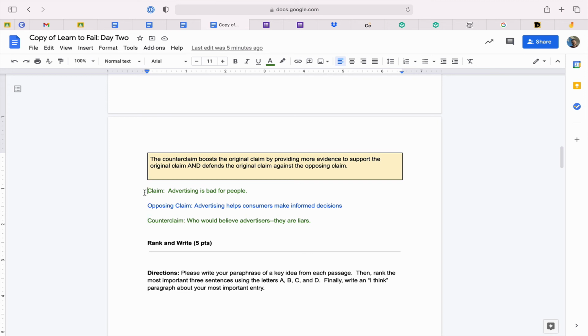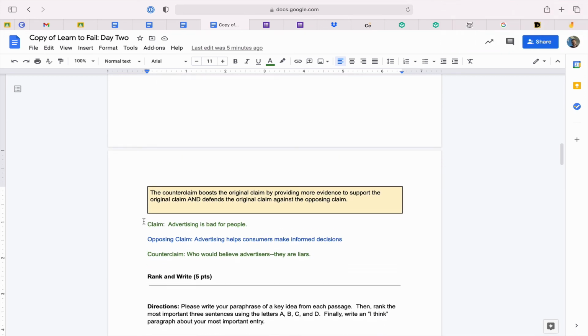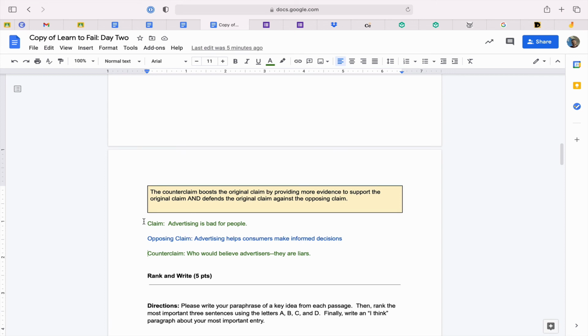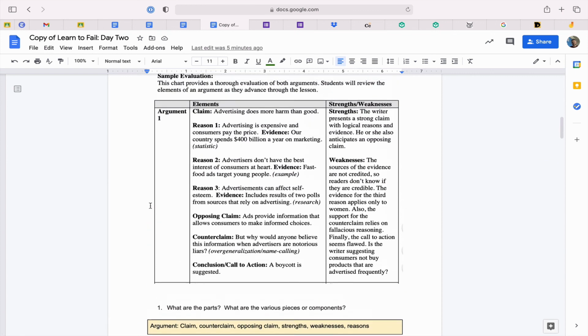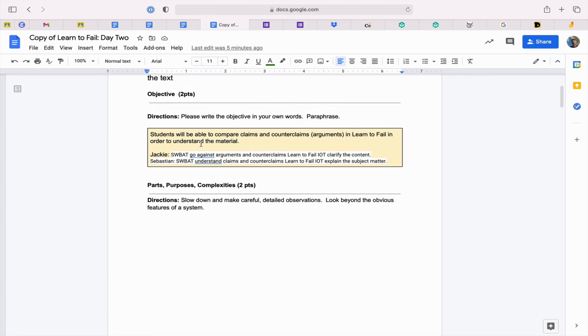So the claim is that advertising is bad for people. The opposing claim is that advertising helps consumers make informed choices. The counterclaim, the purpose of the counterclaim is to defend the original claim. Who would believe advertisers? They're liars. It defends the original claim against the opposing claim. It provides additional information. And that's really all I need you to know. So for this section of parts, purposes, and complexities, I really just need you to know the difference between a claim and a counterclaim. All right, thank you very much.